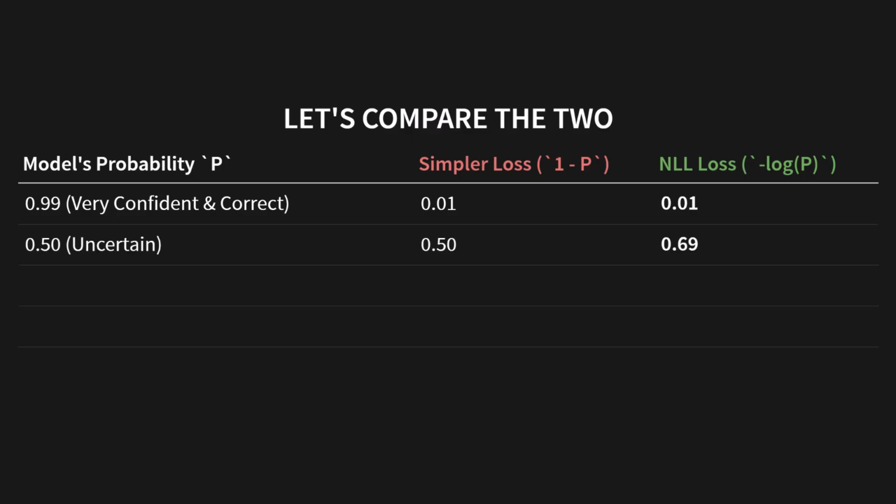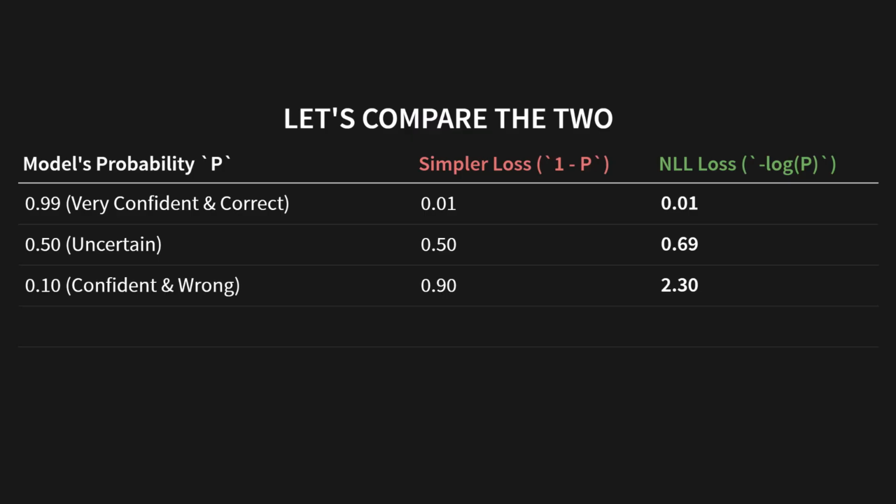Next row. The model is totally uncertain. Probability is 50-50, or 0.50. The simple loss is 0.50. The NLL loss is a little bigger at 0.69. Okay, a little different, but not crazy. But now, look closely at the last few rows. This is where it gets interesting.